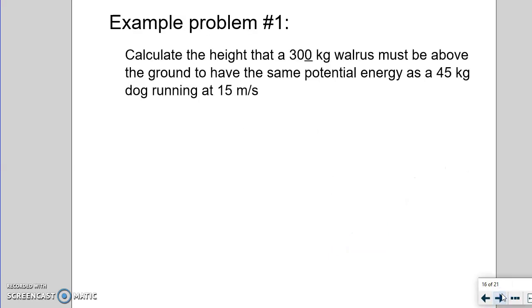So here are some example problems that we could do. Just run through some of these real quick. Calculate the height that a 300 kilogram walrus must be above the ground to have the same potential energy as a 45 kilogram dog running at 15 meters per second. This is a little bit unclear. We're comparing the kinetic energy of the dog to the potential energy of the walrus. So let's calculate the potential energy of the walrus. It's going to be m times g times h.